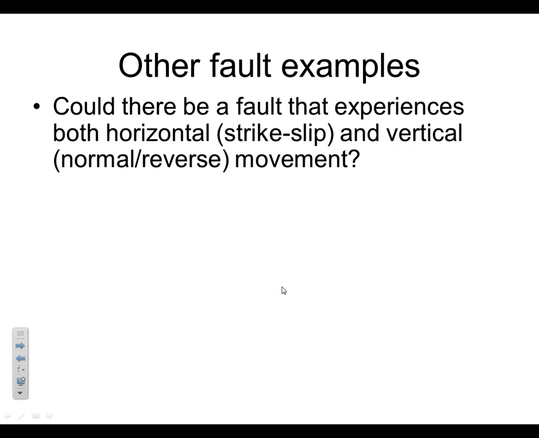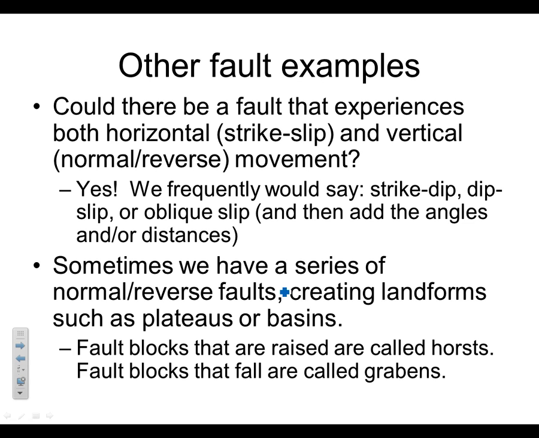So could there be a fault that experiences both horizontal and vertical movement? Sure. We frequently call it a strike-dip, dip-slip, or oblique slip, and then add the angles or distances with it. And I can show you an animation of that. Sometimes we'll also have a series of normal or reverse faults, creating landforms such as plateaus or basins. The ones that go up are called horsts. The ones that go down are called grabens. And I'm going to demonstrate all of these faults with fault blocks in class so that you can actually see how everything's moving.